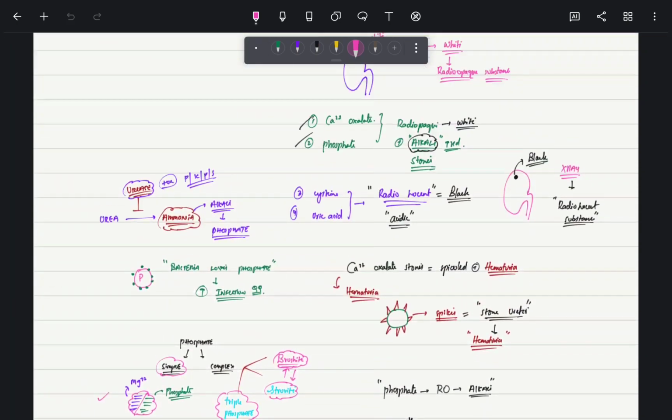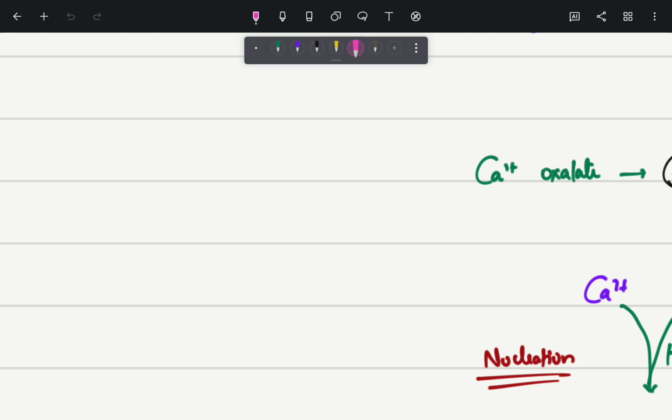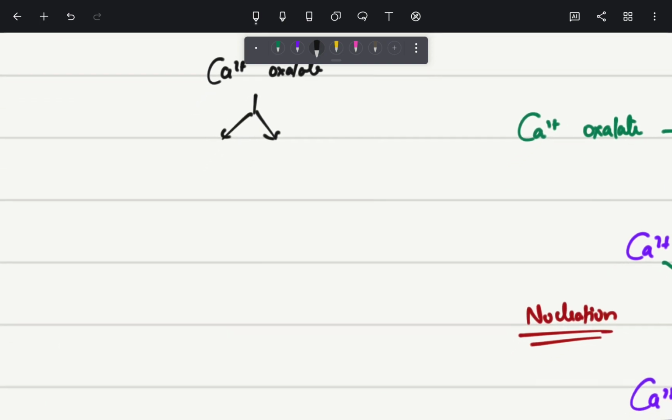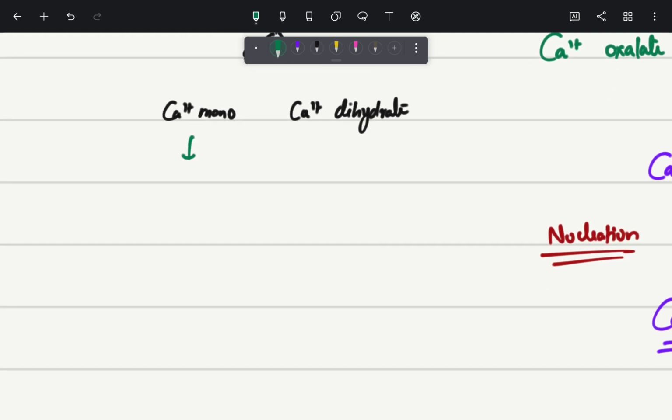Finally, I forgot to tell one of the important things here. Usually the calcium oxalate stones are divided into two types. One is your calcium monohydrate, and the other one is your calcium dihydrate. Calcium monohydrate stones are usually dumbbell shaped. On the other hand, calcium dihydrate stones are envelope shaped.